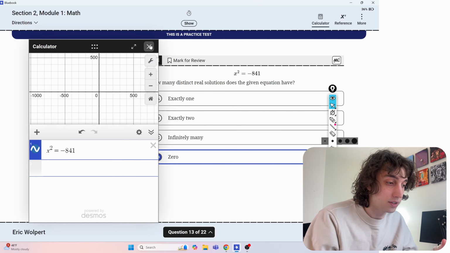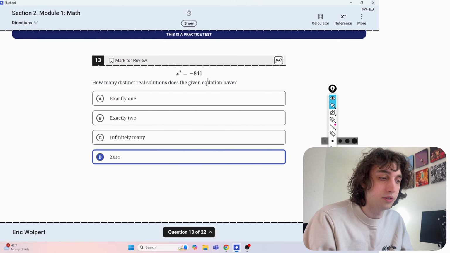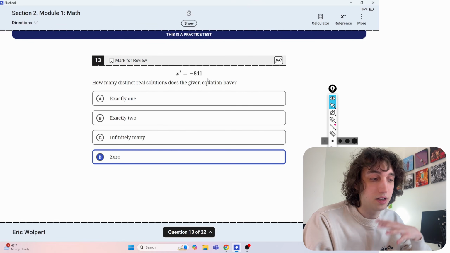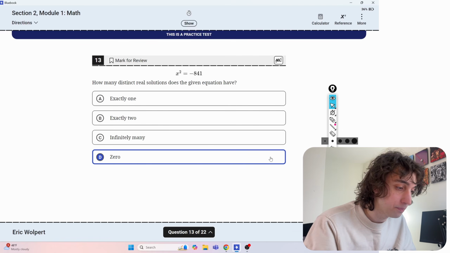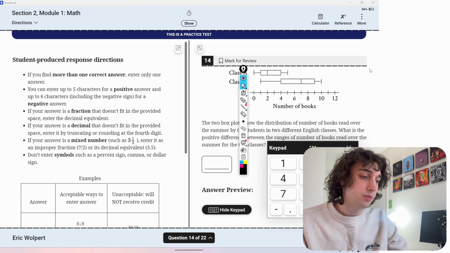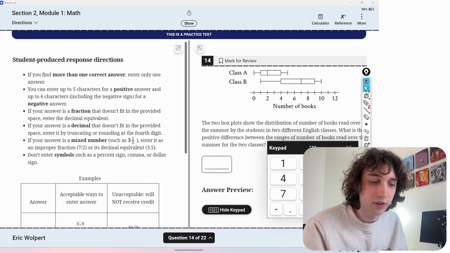Desmos sort of confirms this for us. Ideally, you should understand why that's the case, not just because Desmos said so. Problem number 14 uses box plots. This is sort of like you either know it or you don't.